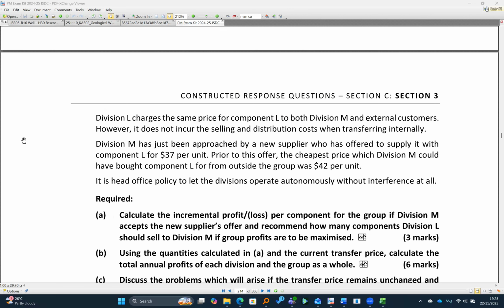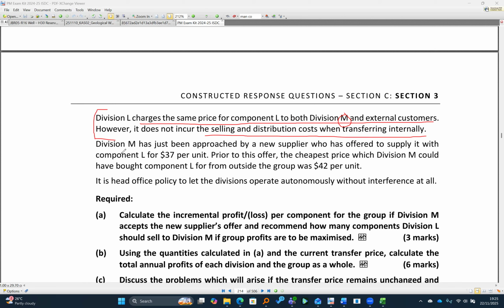So they're saying Division L charges the same price. So we have answered one of the questions we asked ourselves. So it charges the same price to Division M and also external customers for this component. But it doesn't incur selling and distribution costs when it transfers internally. So this other question has been answered.